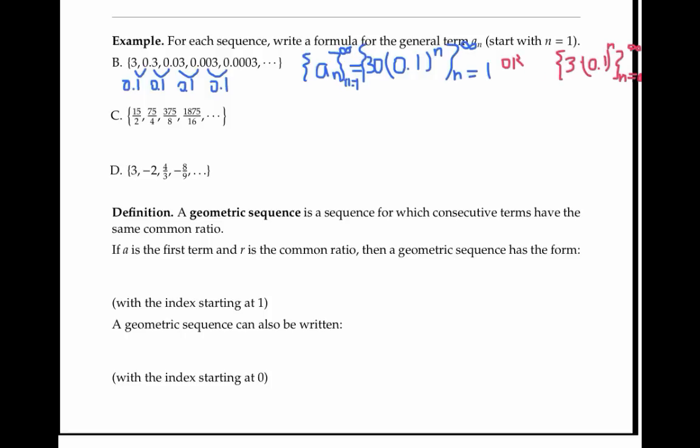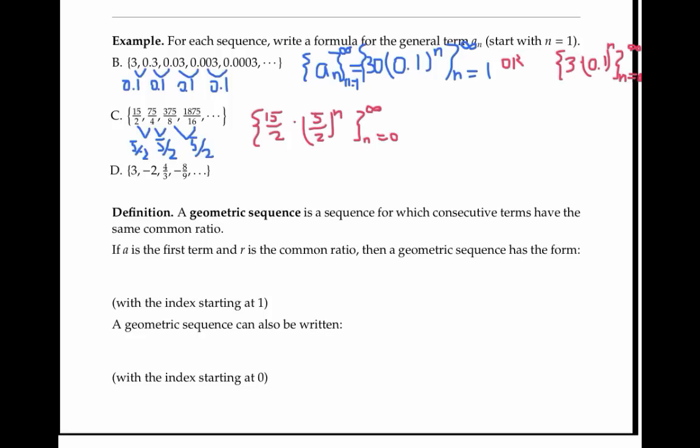In the second example, we again have a common ratio. If I divide the second term by the first term, I get a ratio of 5/2, and that's the same ratio as I get when I divide the third term by the second term. So if I use an index starting with 0, I can write this series as 15/2, which is the first term, times 5/2 to the n power.